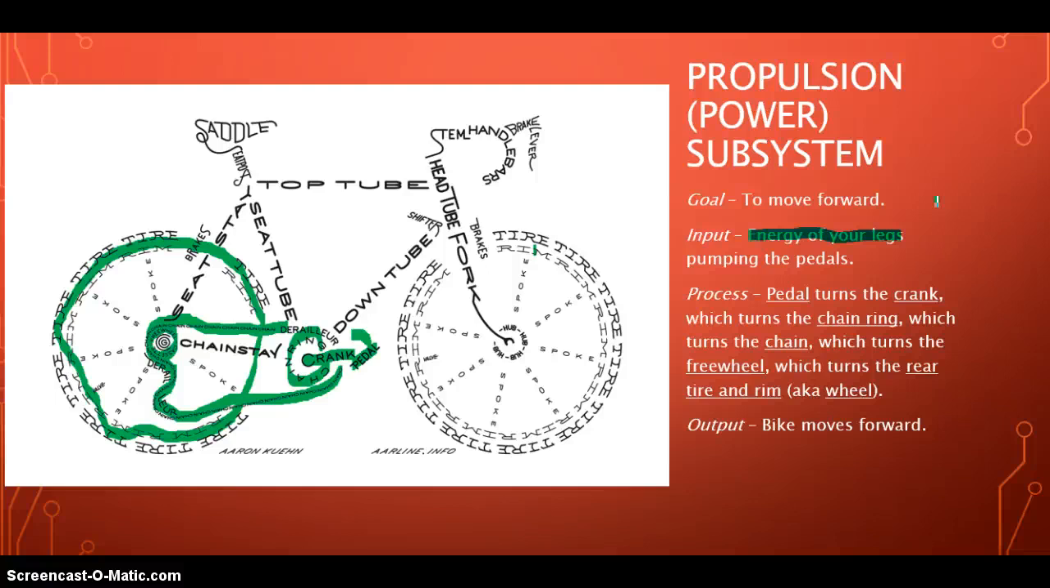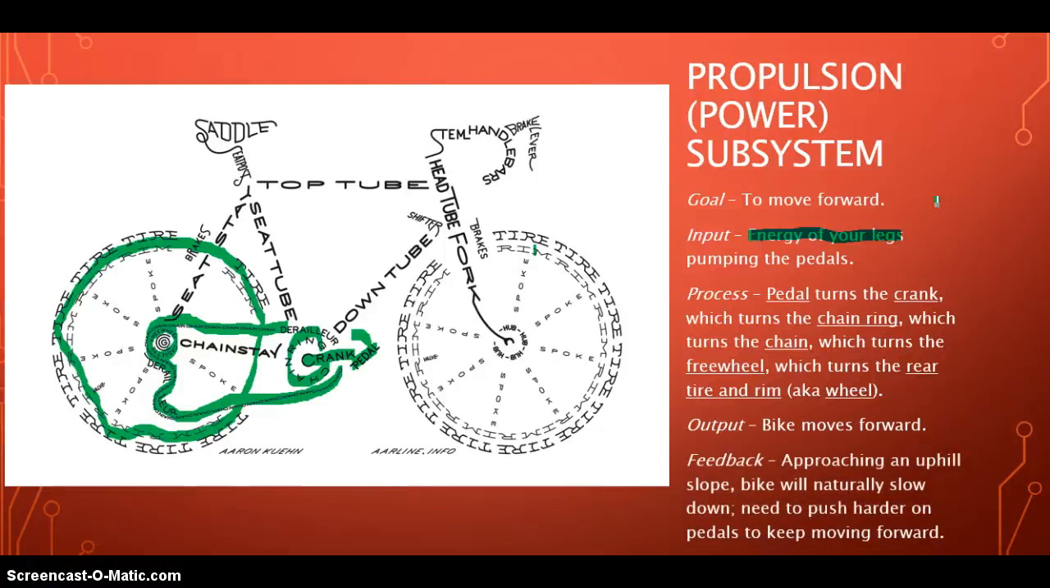If our output doesn't equal our goal, then we've got some feedback that we need to look into. So feedback, in this case, we could look at from the vantage point of we see an uphill coming. If we don't push harder down on those pedals to keep moving forward, that bike will naturally slow down because of gravity. So we're going to have to put some more energy on there to make sure we're moving forward.